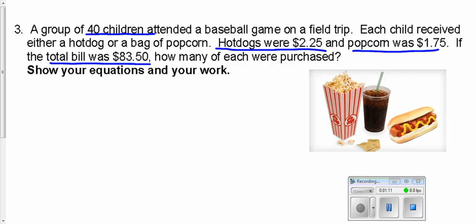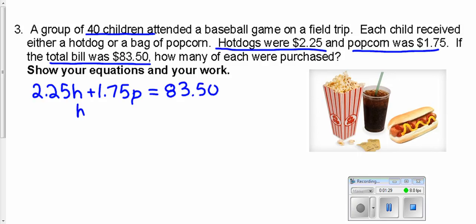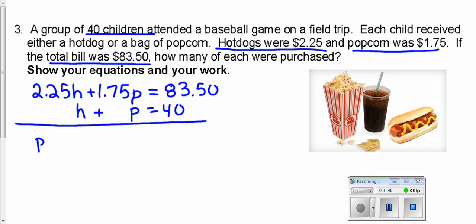All right, the first equation is 2.25h, which represents the hot dog, plus 1.75p, and we're going to set that equal to $83.50. The second equation is h plus p equals 40. Again, we're going to solve for one of the variables. I solved for the variable p, but you could also solve for h and get the same answer. So when we solve for p in the second equation, we get p equals negative h plus 40.